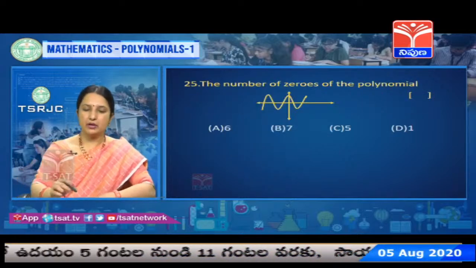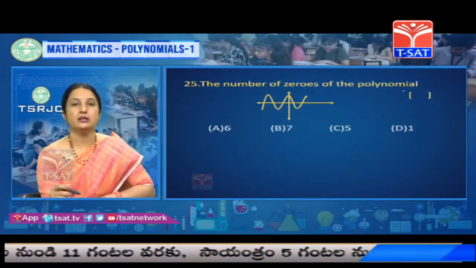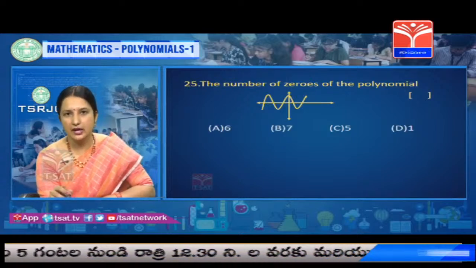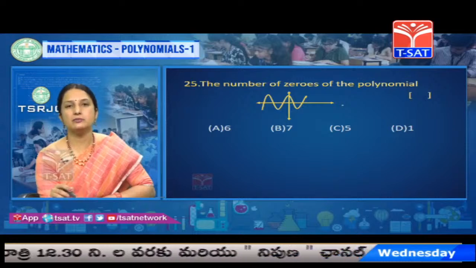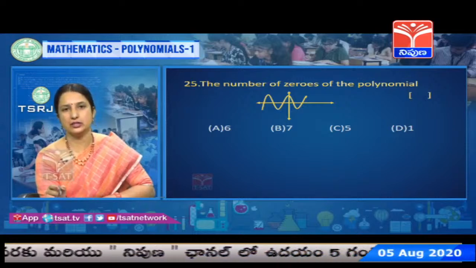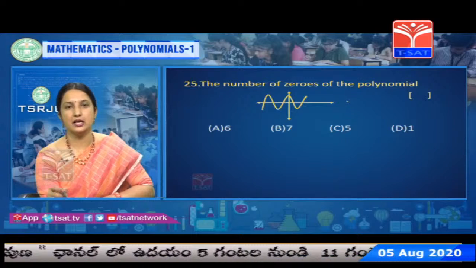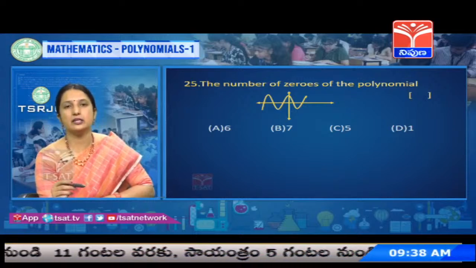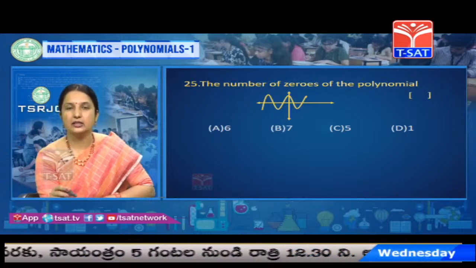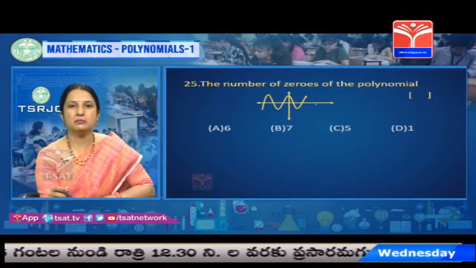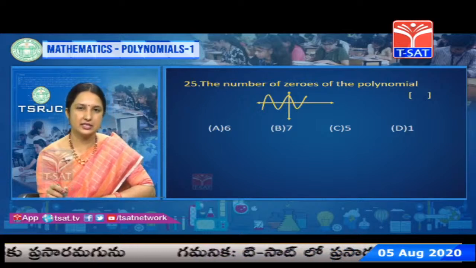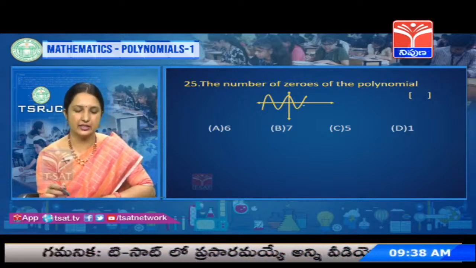Next, the number of zeros of the polynomial. When the polynomial is given in the form of a graph, you have to observe only the x-axis. On the x-axis, if the given graph, curve or line touches or intersects at how many places, that many zeros it contains.